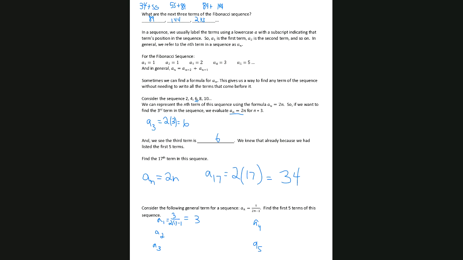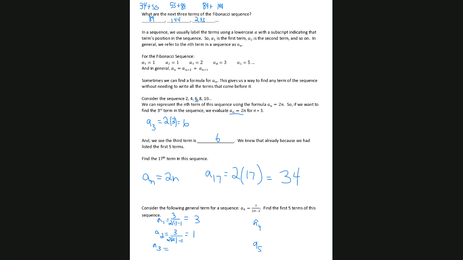If I wanted to find a sub 2, then instead of 1 where n is, I'm going to put 2. So I have 3 over 2 times 2 minus 1. So 2 times 2 is 4, and 4 minus 1 is 3, and so 3 divided by 3 is 1. So a sub 2 is 1. And I could go on.